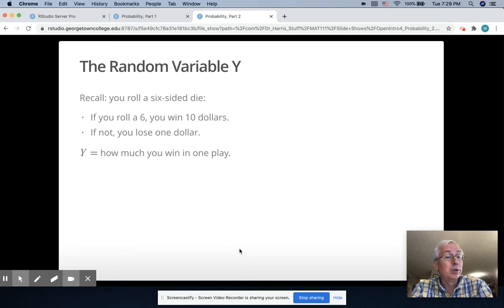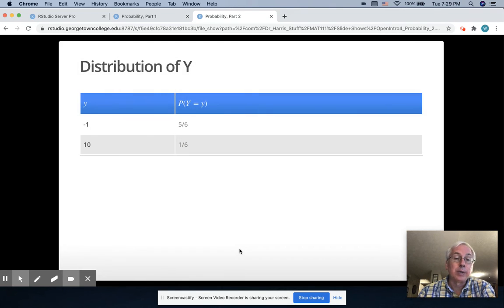Well, if you don't win, you lose. So the probability of losing is going to be 5/6. And so for the value of -1, our probability is going to be 5/6. And that's what we see in this table on the next slide. Y can be either -1 or 10. The associated probabilities are 5/6 and 1/6.